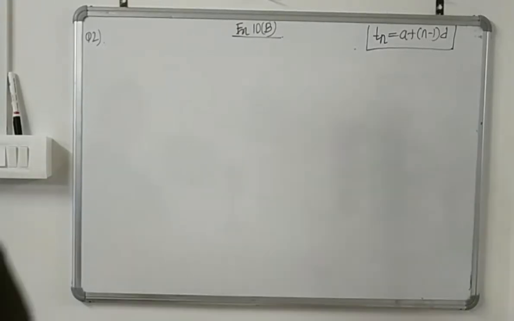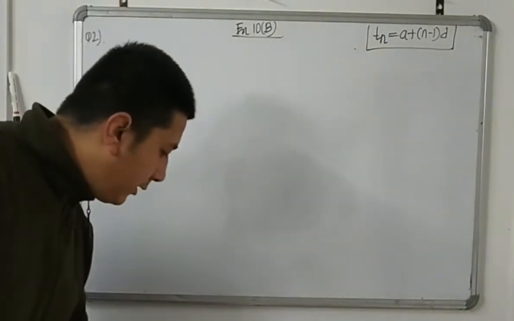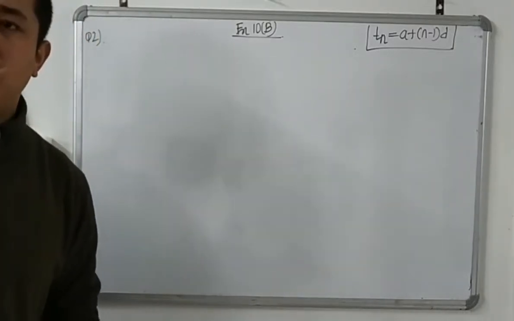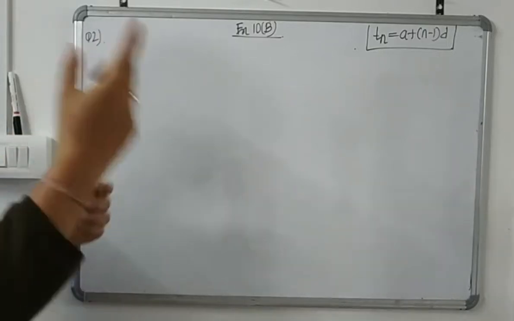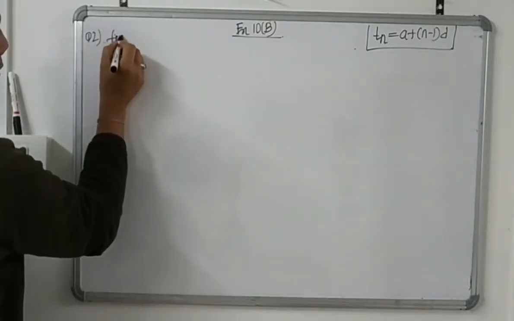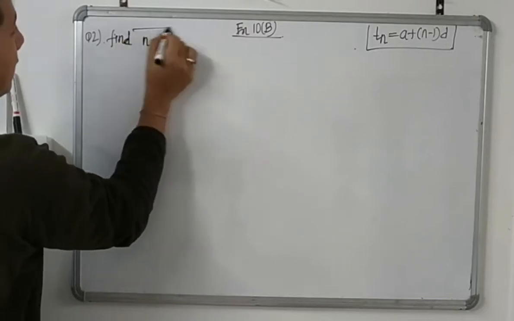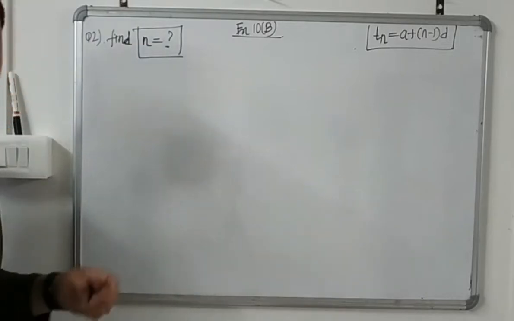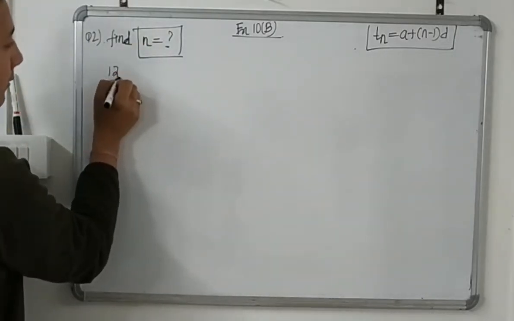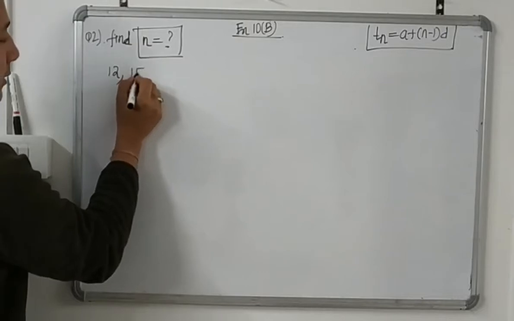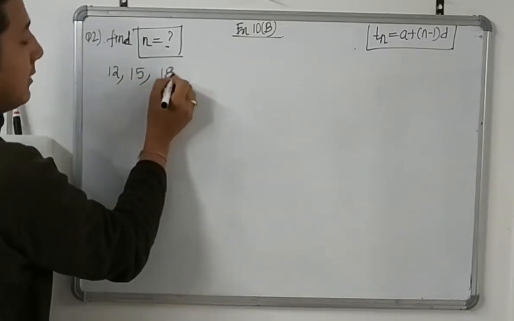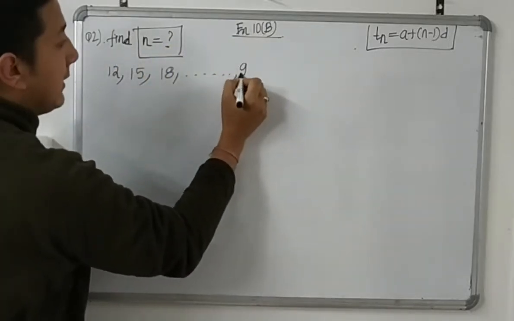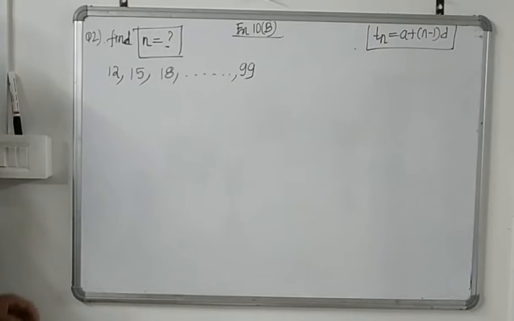Okay, let us continue with question number 2. Please read the question. How many 2-digit numbers are divisible by 3? So how many means we need to find the number of terms. The question is asking you how many, which means find the number of terms. Okay, so the first 2-digit number which is divisible by 3 is 12. Isn't it? After that 15, after that 18, it goes up to, and which is the last 2-digit number divisible by 3? This is 99. So hence this is the sequence.